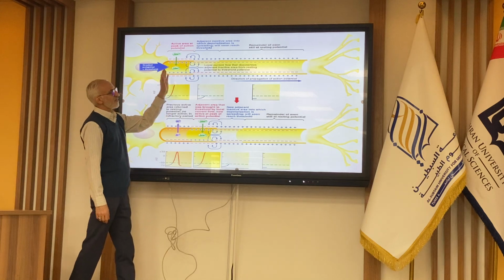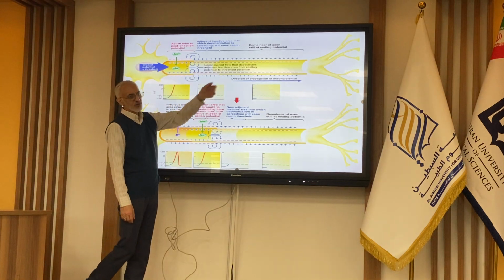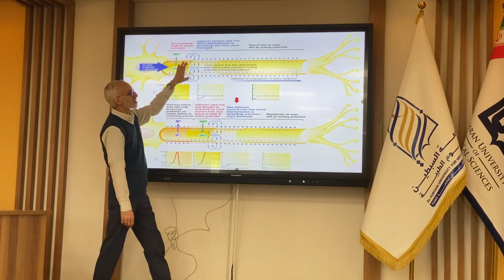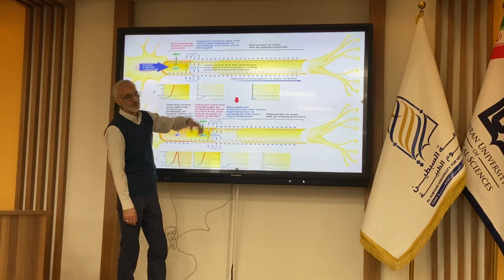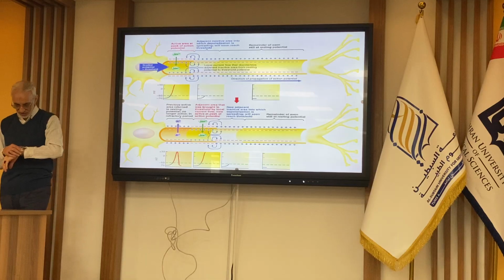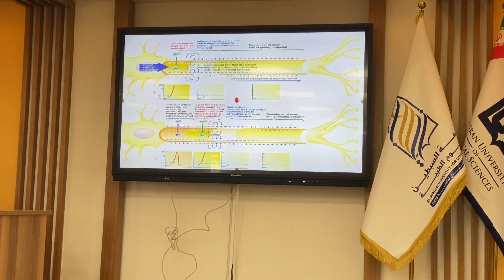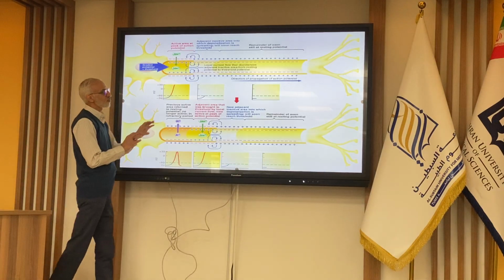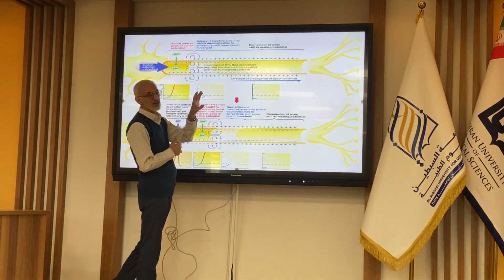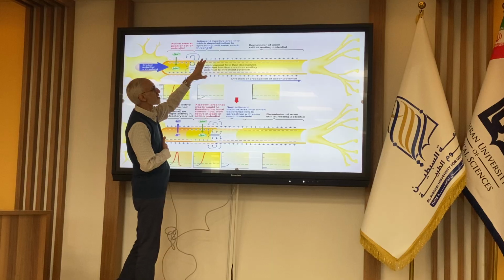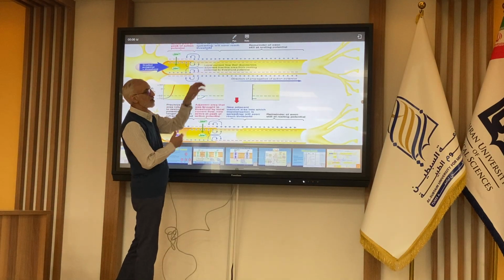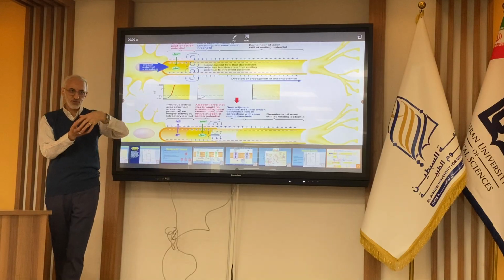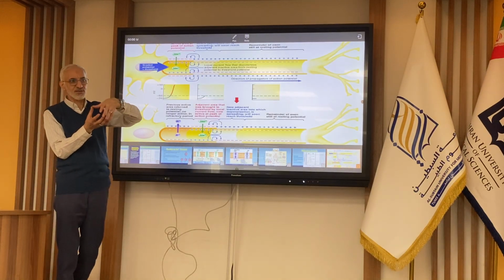The velocity of action potential propagation depends on the resistance of the axon. More resistance, less speed. Low resistance, high speed. One important determinant of the resistance of the axon is the size of the axon, the diameter of the axon. More diameter, less resistance.